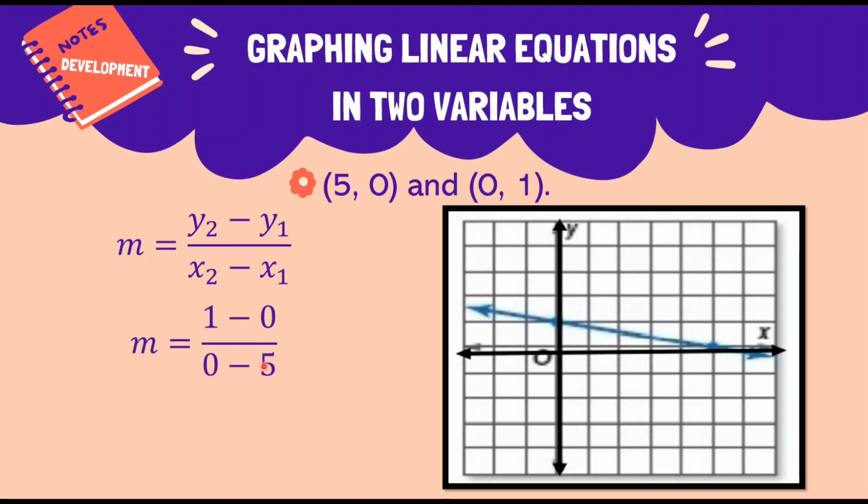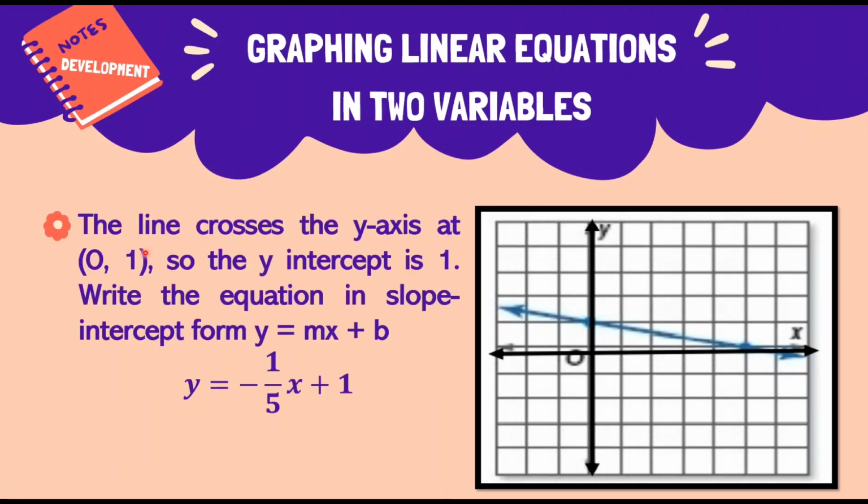Okay, now let us perform the operation. 1 minus 0. Very good. That is 1. How about 0 minus 5? Okay, correct. We have negative 5. So let us divide 1 divided by negative 5. It becomes negative 1 over 5. So that will be the slope for the given 2 points.